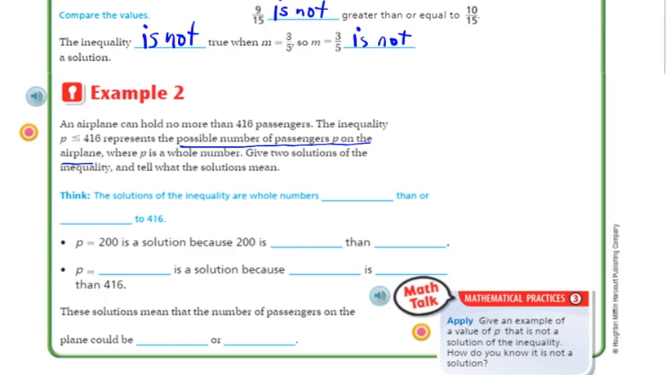But it could hold 412, 410, less than, just like any plane. They don't always fill up. So P is a whole number. You're not going to have half a passenger. Give 2 solutions of the inequality and tell what the solution means.